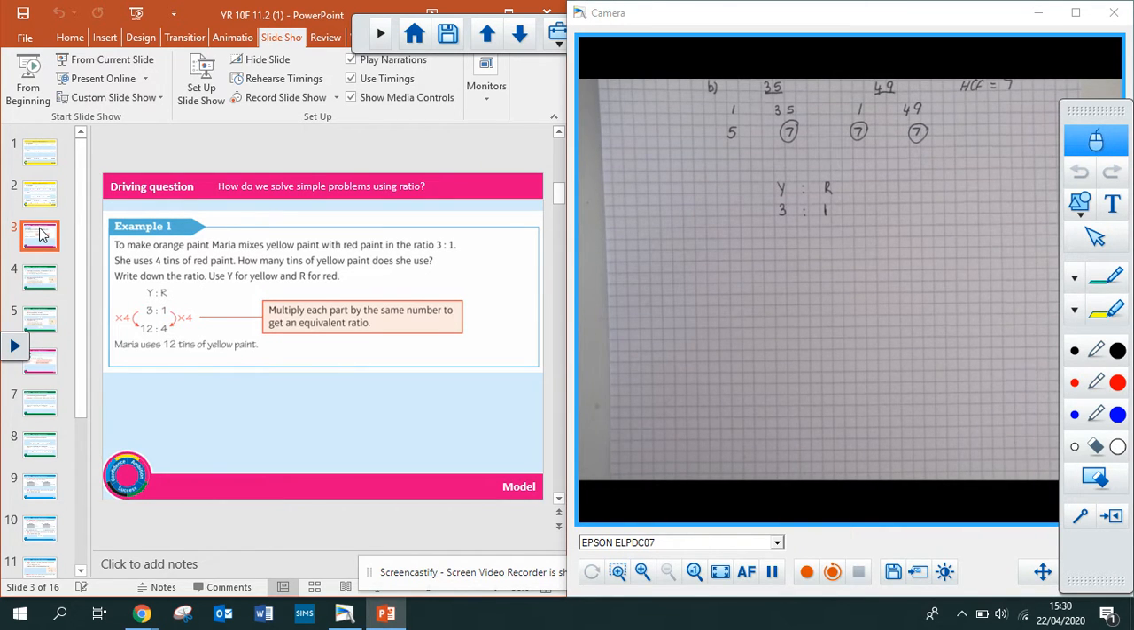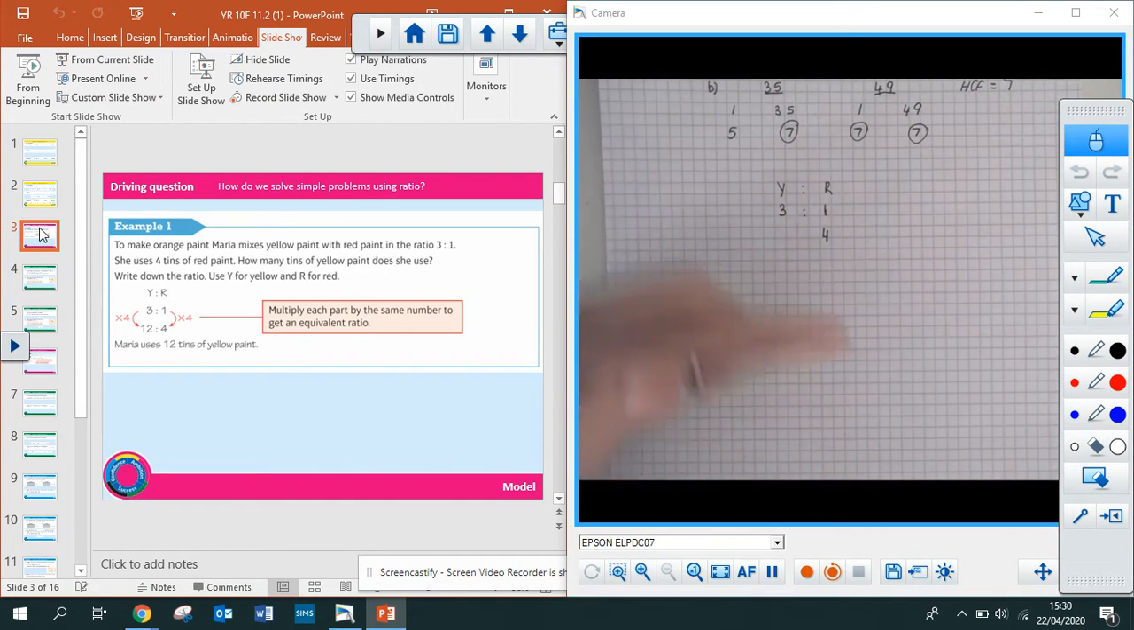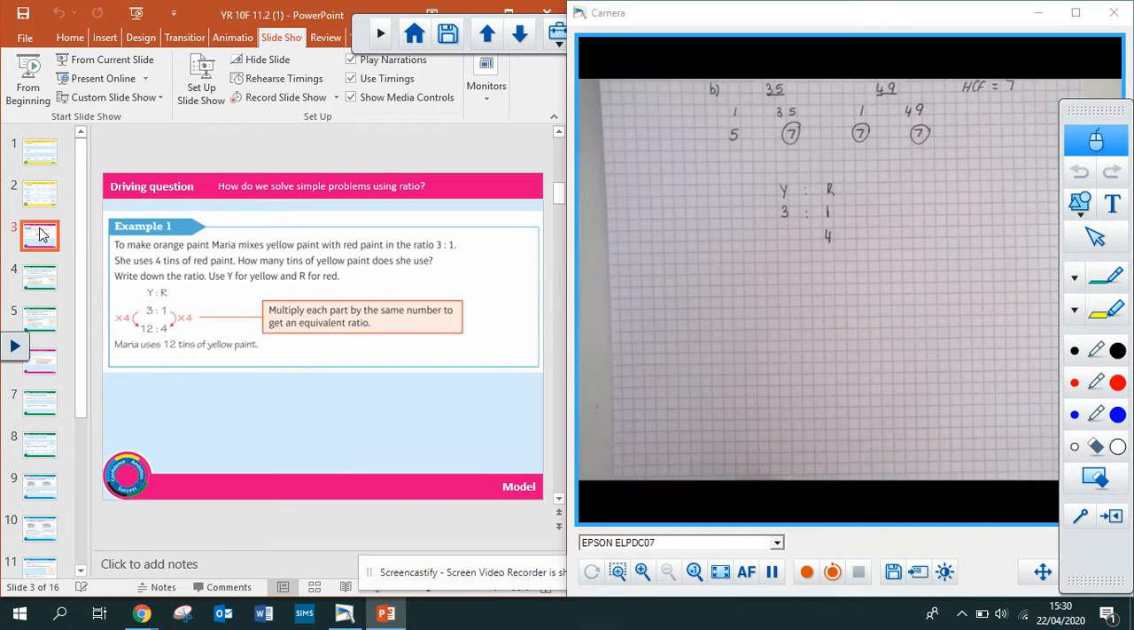Write down the ratio and use Y for yellow and R for red. That's just a step, so we've already done that. So we're stopping there at 4. She uses 4 tins of red paint. So where I've got red, I'm going to write 4.